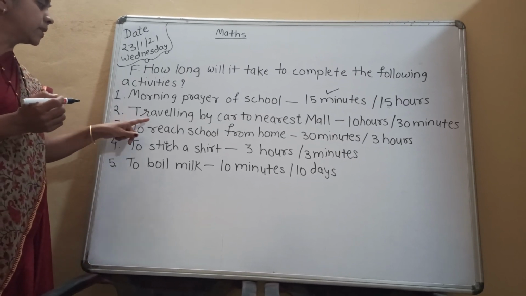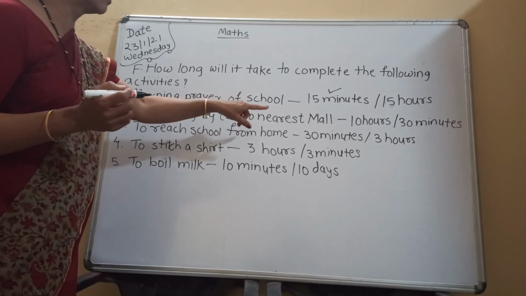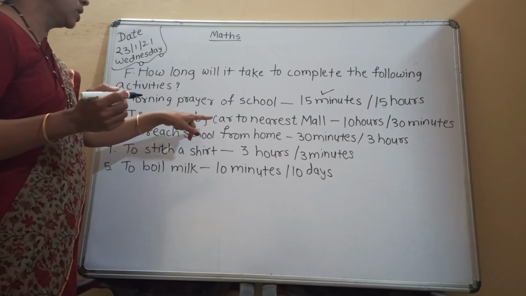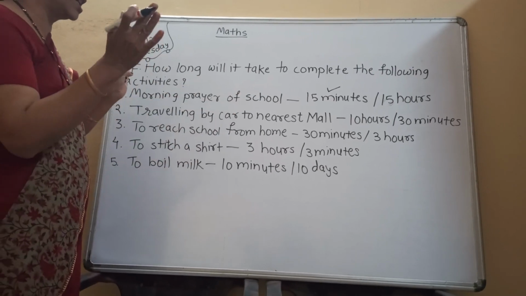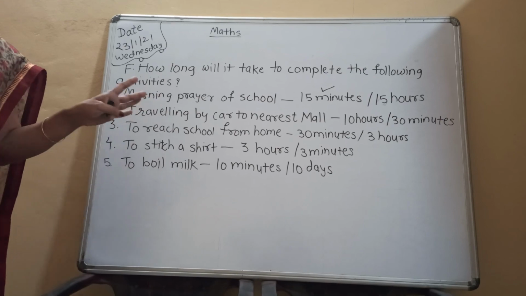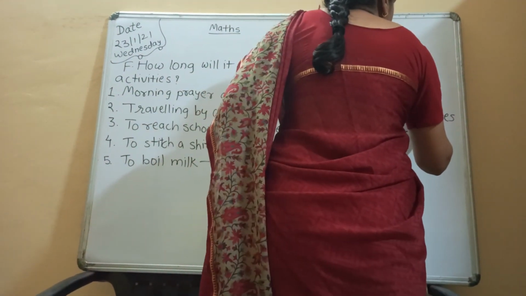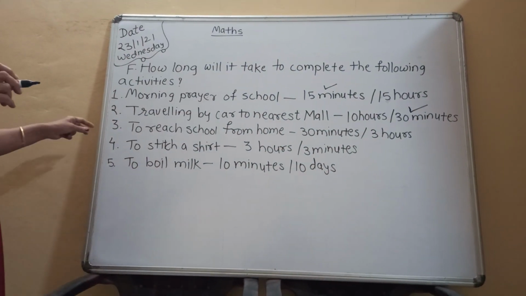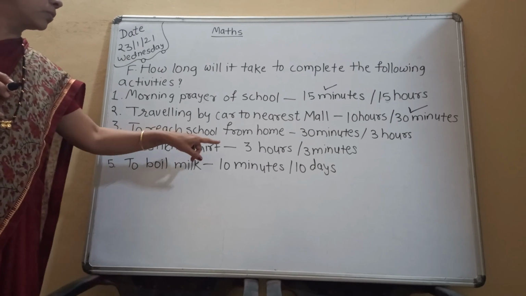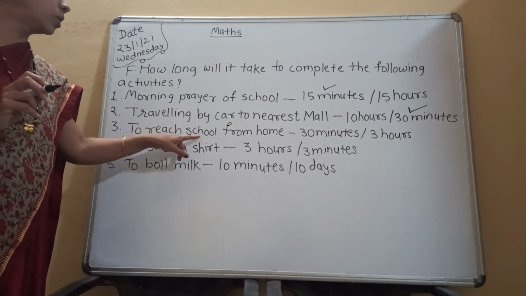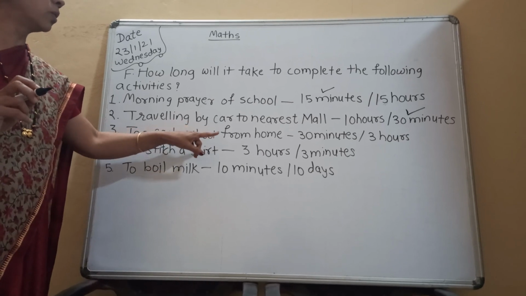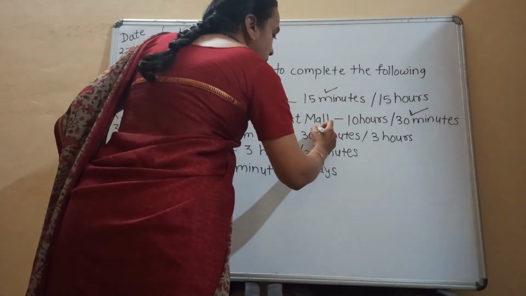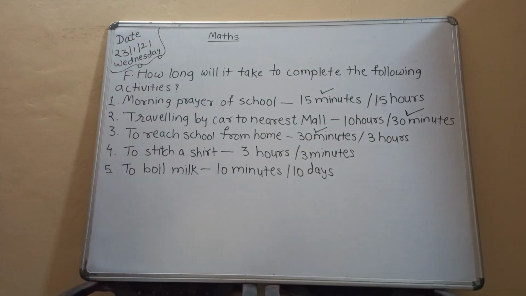Second example is traveling by car to nearest mall. 10 hours or 30 minutes. What is question? Traveling by car to nearest mall. Nearest mall, so it will require less time. So it will require only 30 minutes. So tick mark on this 30 minutes. Now see third example. To reach school from home. Our distance from school to our home is of 30 minutes or 3 hours. Only 30 minutes. So tick mark on this 30 minutes.